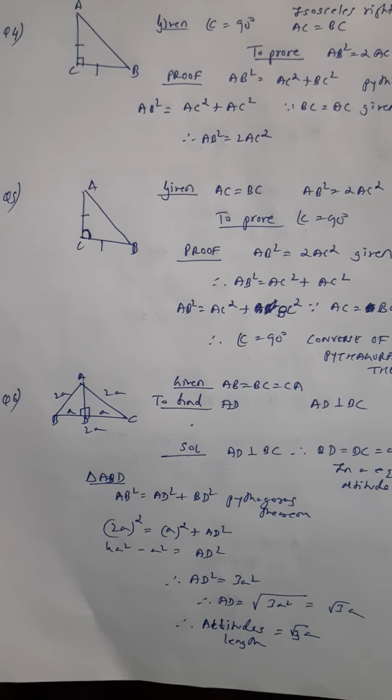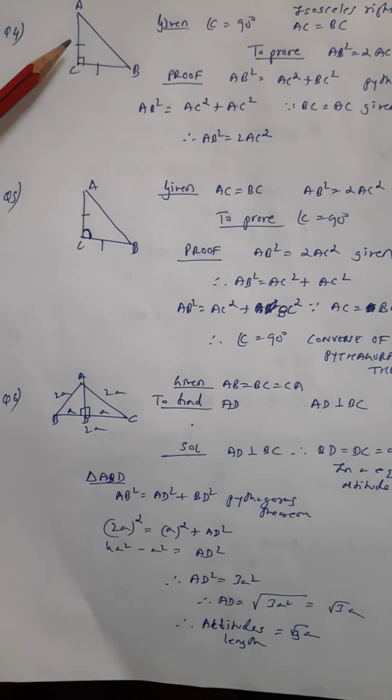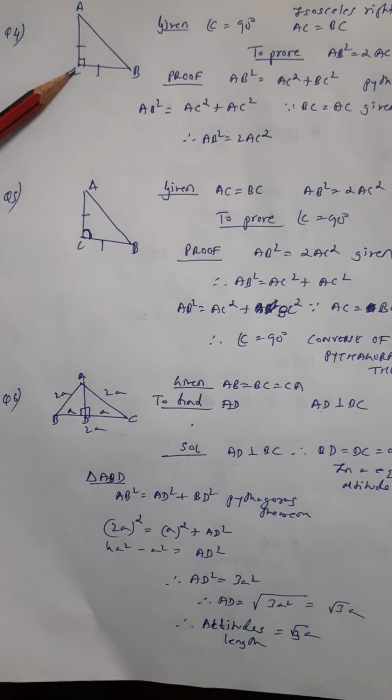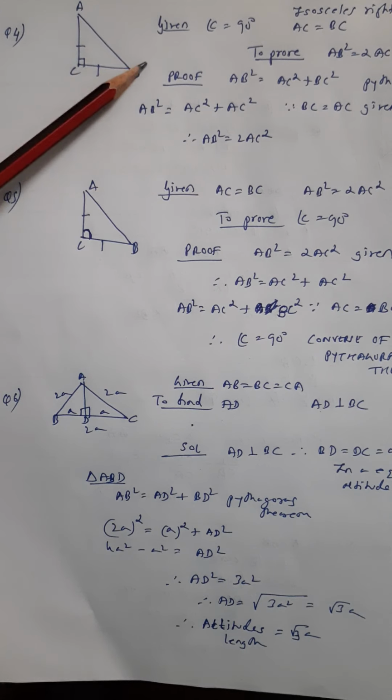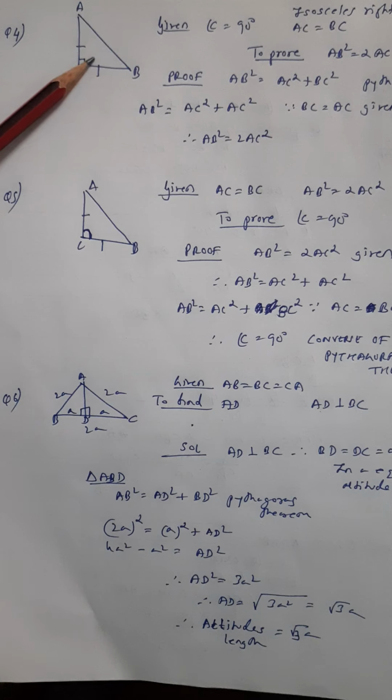Now we move on to question number 4, 5 and 6. These are easy questions. This is a triangle ABC in which angle C is already 90 and it's an isosceles right triangle. Isosceles right triangle means what? Two sides are equal. So obviously hypotenuse cannot be equal to any side. So this means that the base and perpendicular are equal.